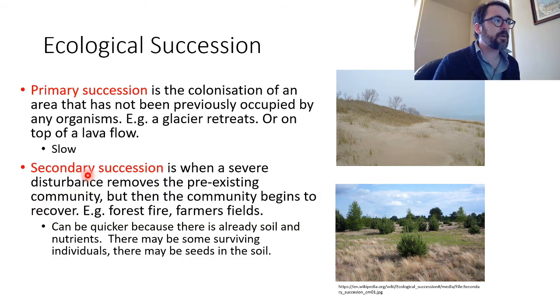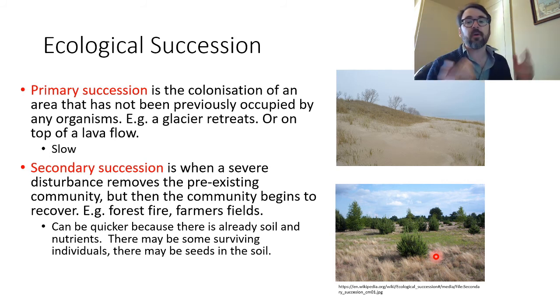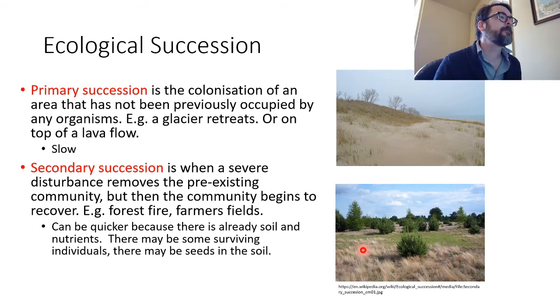Secondary succession is where something severe has happened to remove the pre-existing community, but the community begins to rebound. So you could imagine a forest fire, or a farmer has cleared the forest to farm, but then abandoned that field. The Ross Reserve actually was like this. Purdue's Ross Reserve was used as a cattle farm until the 1940s, and then it was abandoned. And now, if you go there, all those cattle fields are forest. The secondary succession can be quicker because there's already soil, probably. There's already nutrients. There may be surviving individuals whose seeds don't have to travel as far to get established in the secondary succession phase.